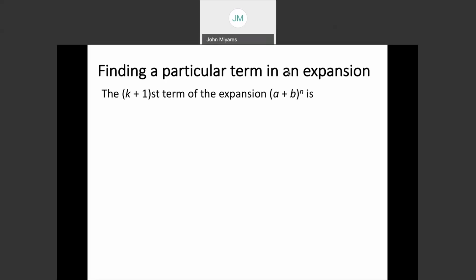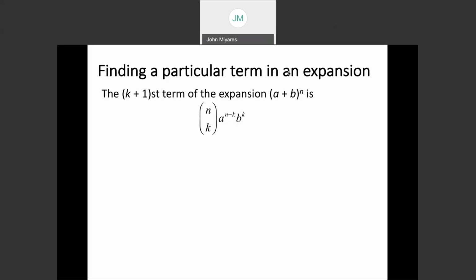What we're going to have here is that the k plus first term of the expansion a plus b to the nth power is going to be n choose k times a to the n minus k power and b to the k power. Now, this looks intimidating, and when written like that, I can agree with you. So let's perhaps look at this from a simpler perspective in the context of a concrete example.